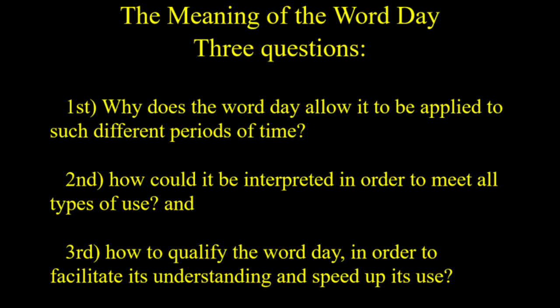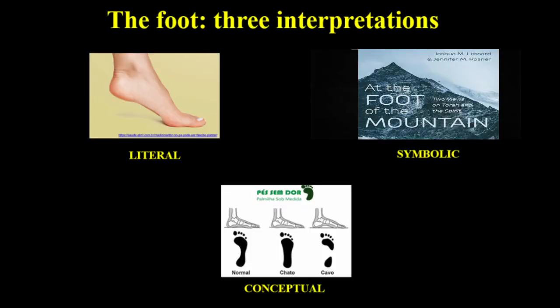Before going any further, however, we need to address some interpretation options. Quickly speaking, they can be of three types. Take for example the word foot. In a literal interpretation, we understand that it refers to the lower part of the body, responsible for its support and locomotion. In a symbolic interpretation, one of the characteristics of the foot, that of being in the lower part of the body, is used to refer to the lower part of a mountain, the foot of the mountain.